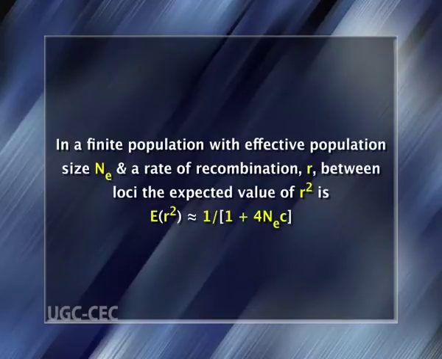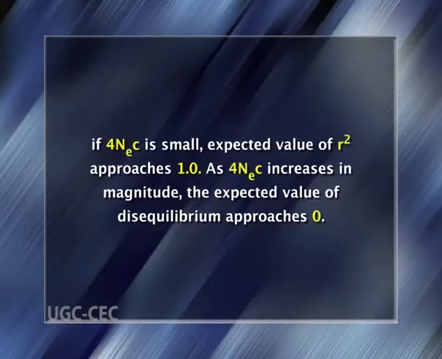In a finite population with effective population size Ne and a rate of recombination c between loci, the expected value of r square is almost equal to 1 divided by 1 plus 4Nec. This equation shows that if 4Nec is small, the expected value of r square approaches 1.0. As 4Nec increases in magnitude, the expected value of disequilibrium approaches 0.